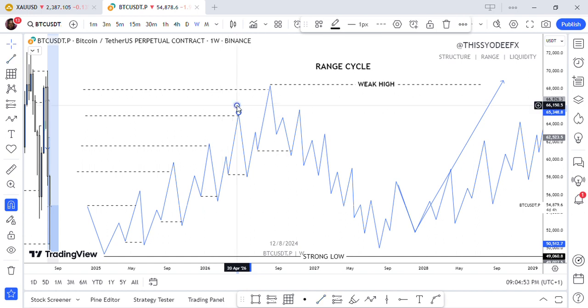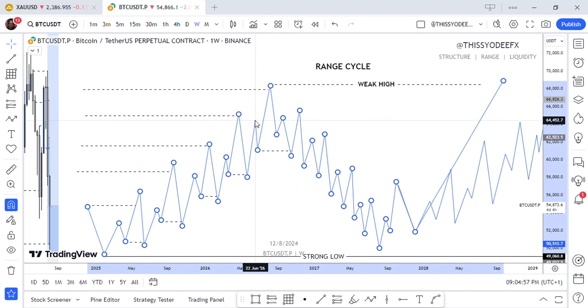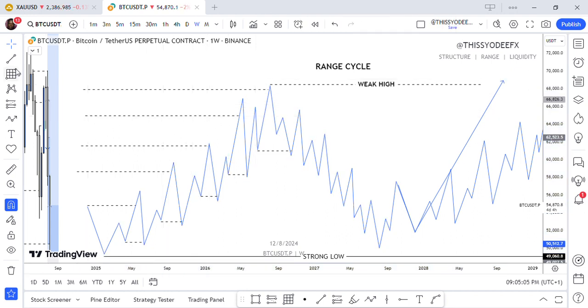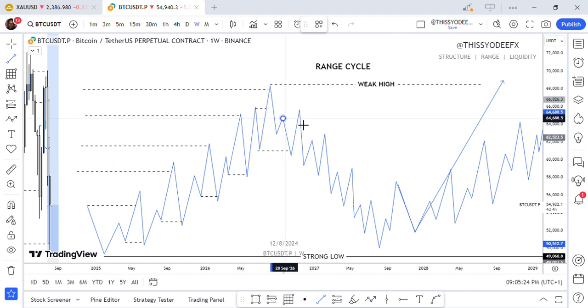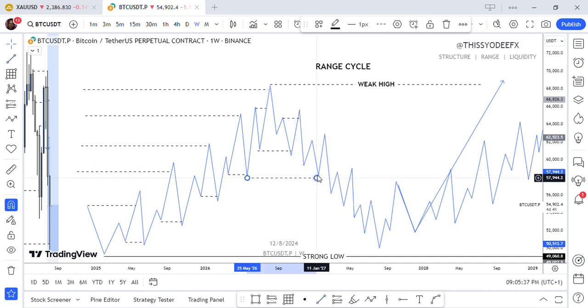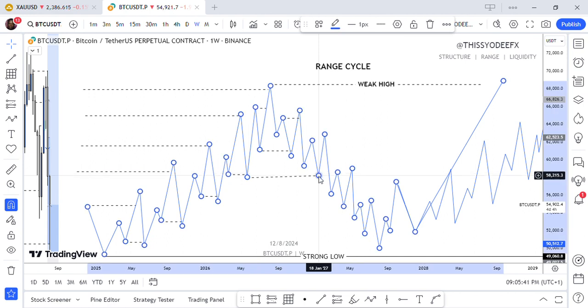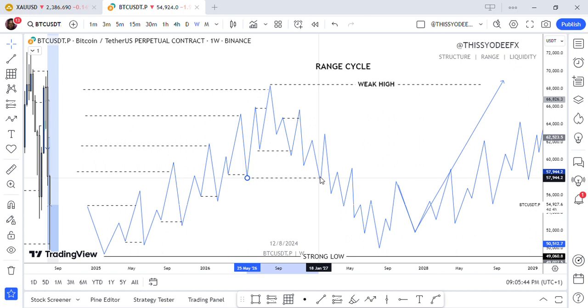Let me adjust this so you can understand. It's going to be somewhere like this. It could also be like this. So this is going to be the sweep. This is the break of the structural liquidity. Now that we have this break of structure, the market needs to take out internal range from time to time. Take this out. Go back to sweep structural liquidity.